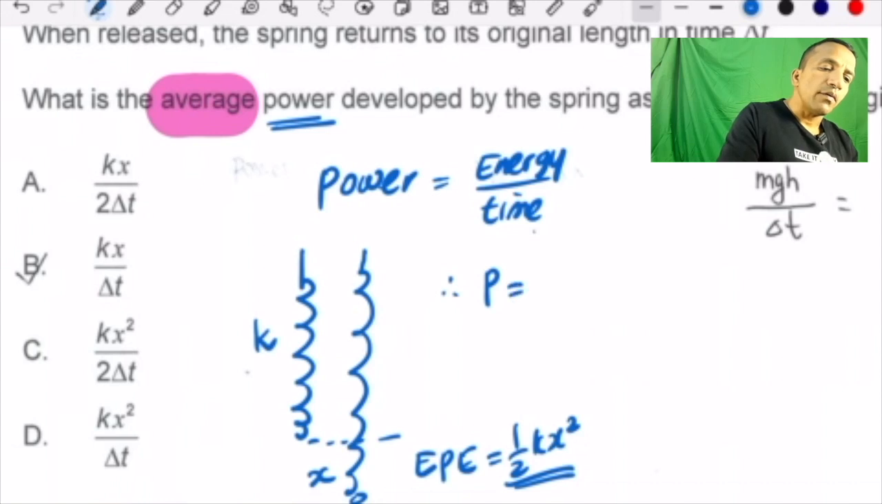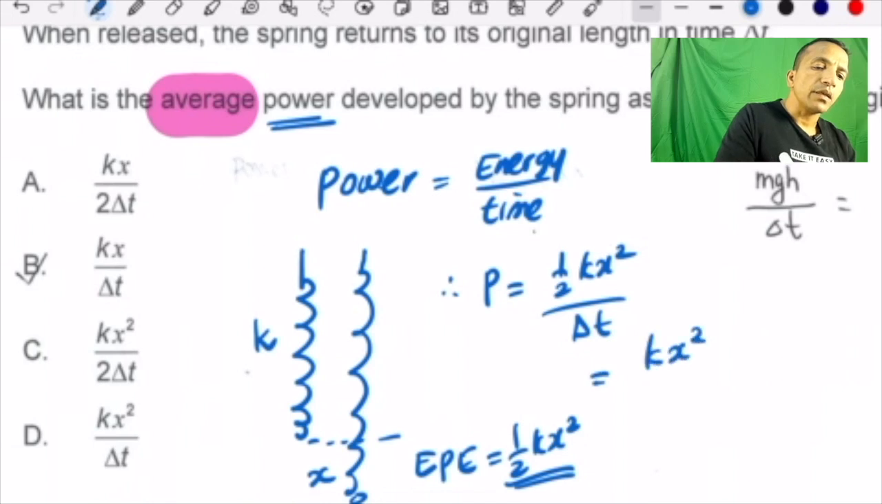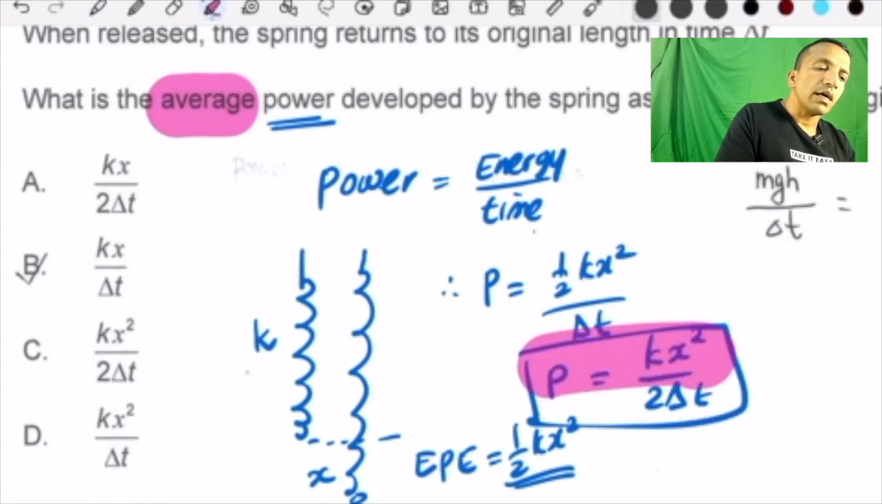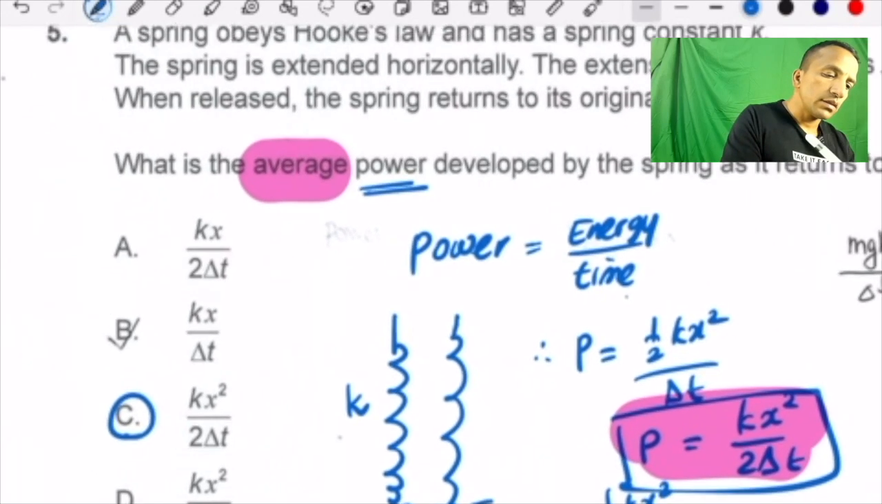So power equals energy, half k x squared, in how much time? Delta t. So I can write k x squared over 2 delta t. This is the power. This answer can be found as answer C.